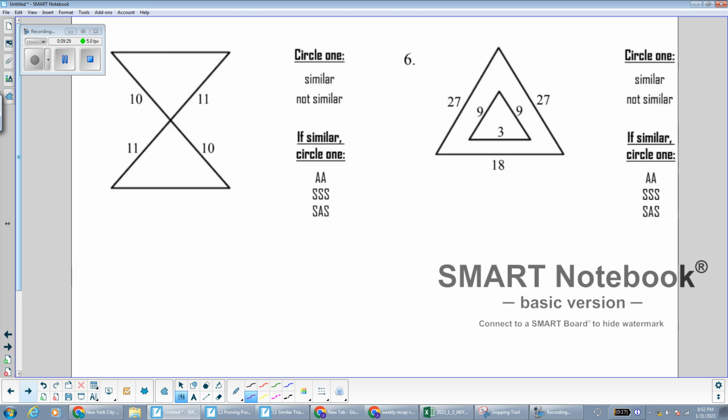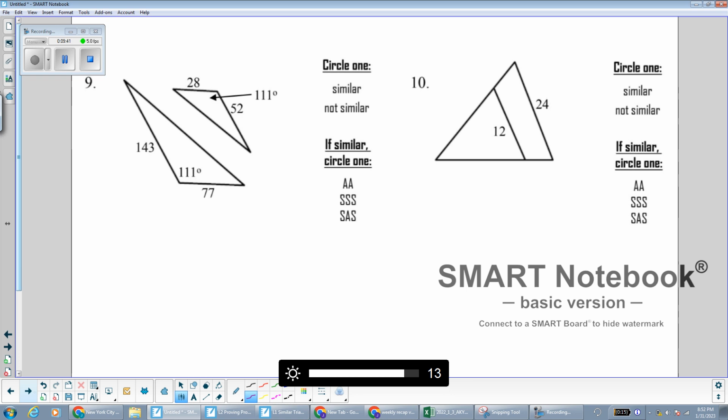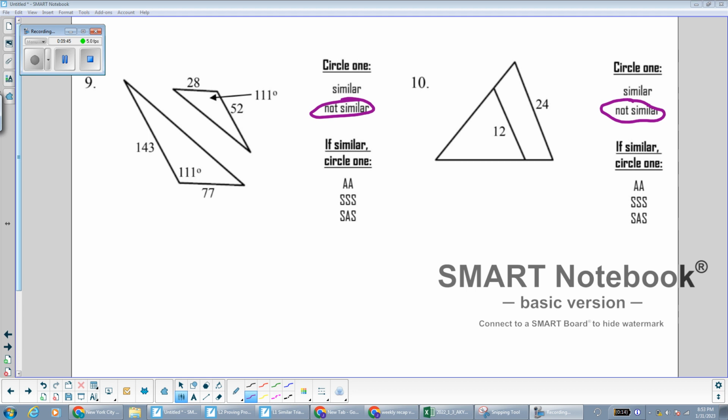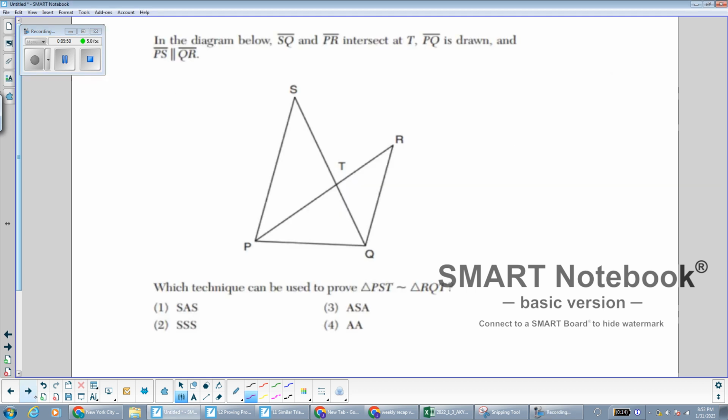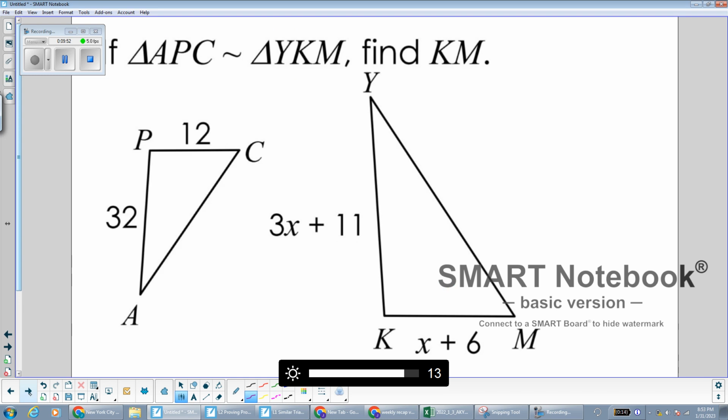Pause the video and try these next ones out for yourself. You can check your answer. In number 6, the corresponding sides aren't all proportional by the same scale factor. Try out the next two, pause the video, and here you can check your answer. In number 10, we don't have enough information. Let's skip that one, and let's come over here.